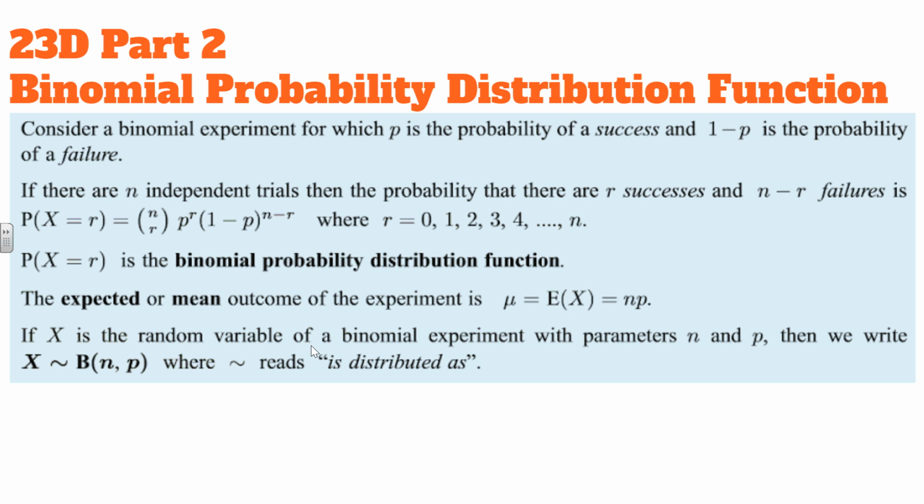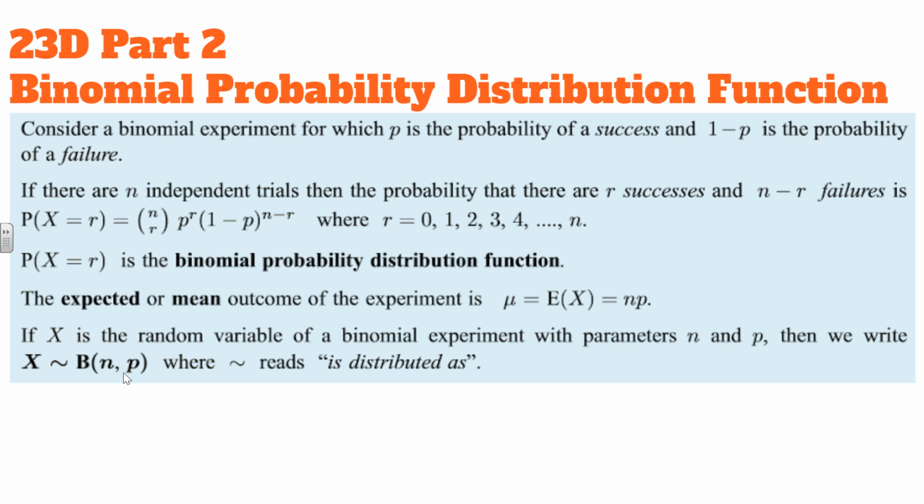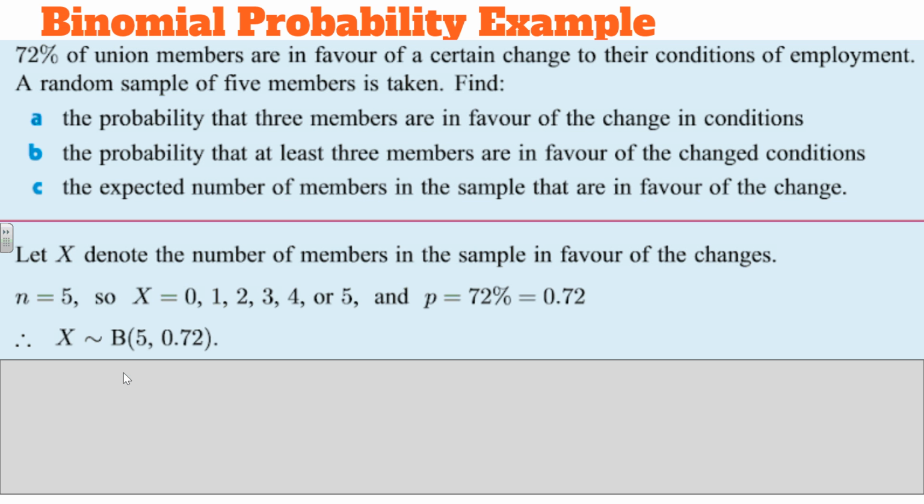We say x is the random variable of the binomial experiment with parameters n and p. We write it as x is distributed as the binomial random variable, and the parameters we need to state are n and p. Because if you know n and p, then you can find anything you need about that problem. So let's take a look at this example. We're going to take a look at it first using the formula that we just talked about, and then we're going to talk about how to get it from the calculator.